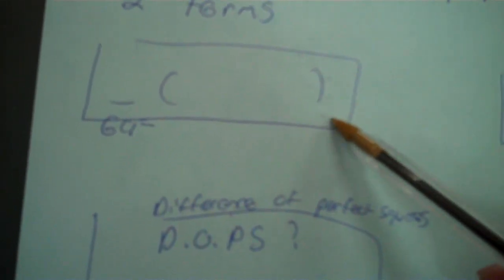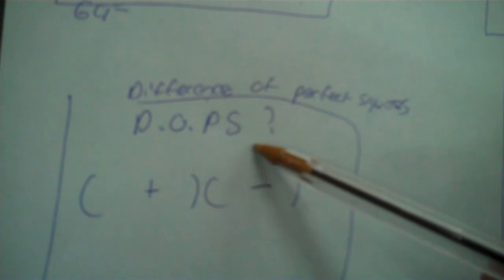So there are two terms. There's either 2 terms or 3 terms. This is 2 terms, so I would set up GCF and then difference of perfect squares. GCF comes first, then the difference of perfect squares.